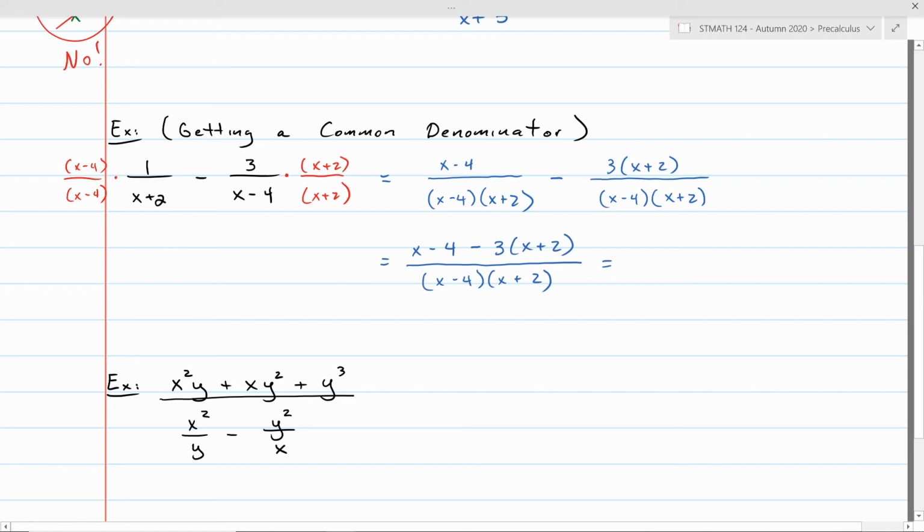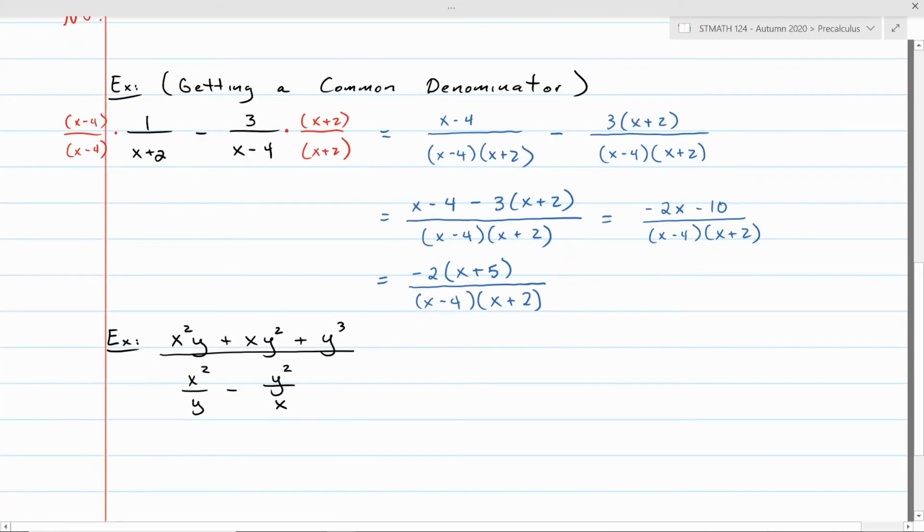And then let's see what we can simplify out in the numerator there. When I distribute that negative 3, I'm going to have a negative 3x. Combine that with the 1 times x, I'll have a negative 2x. And then I'll have negative 4 and negative 6 is negative 10, all over x minus 4 times x plus 2. I guess I could go ahead and factor a negative 2 out in the numerator and write that as negative 2 times x plus 5, all divided by x minus 4 times x plus 2. So I don't see anything else that can cancel here, so there you go.